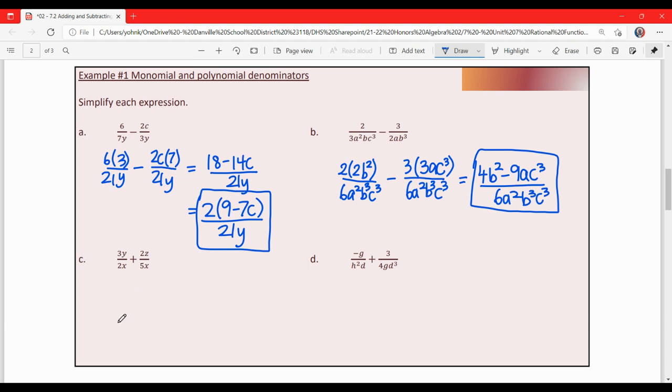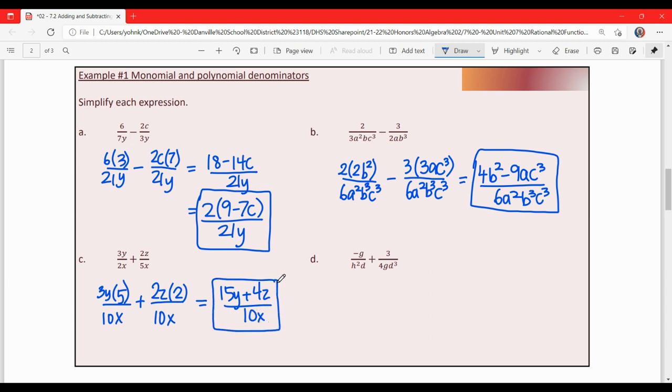All right, if we look at letter C, let's set up our fractions. Common denominator, let's see, between 2 and 5, that's a 10. And I need a single x, so 10x. So I have the 3y. And let's see, I need to multiply 2 by 5 to get 10. So I'm going to put a 5 there, and I've already got the x, so I'm good there. Then I'm going to put the 2z. Let's see, I got to multiply 5 by 2 to get 10, and I already have the x. That's going to give me 15y plus 4z over 10x.